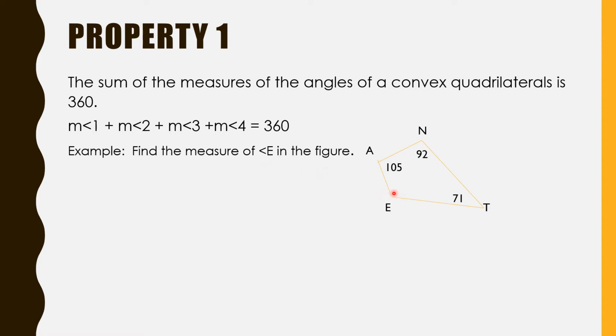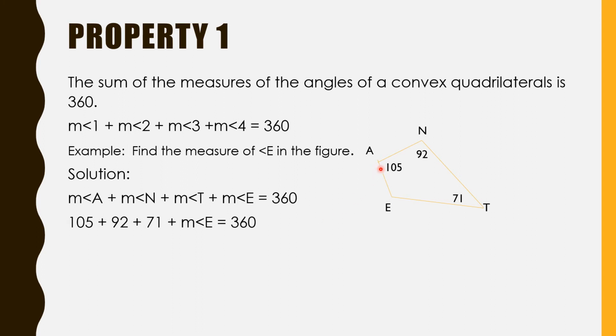So we're going to look for this angle. Solution, we know that measure angle A plus measure angle N plus measure angle T plus measure angle E is equal to 360. And given the value of angle A and angle N and angle T, we have 105 plus 92 plus 71 plus the measure, so that is 268 plus measure angle E is equal to 360. So 360 minus 268, therefore the measure of angle E is 92 degrees.